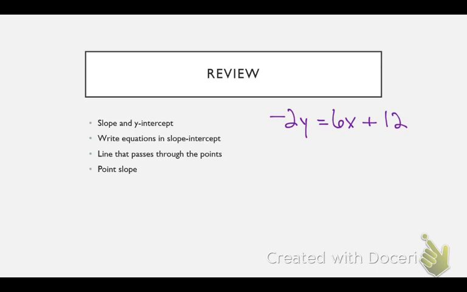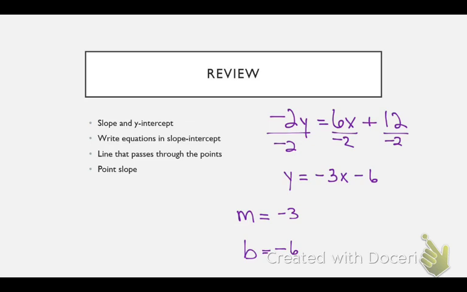You have to decide, am I ready to say m equals, b equals, or is there something else I need to do first before I can say what it is? What do I need to do before I can say m equals, b equals? Just tell me. Divide everything by negative 2. What did you get for m? Negative 3, not negative 3x, just negative 3. And b equals? Negative 6. Okay, so those are my answers there.